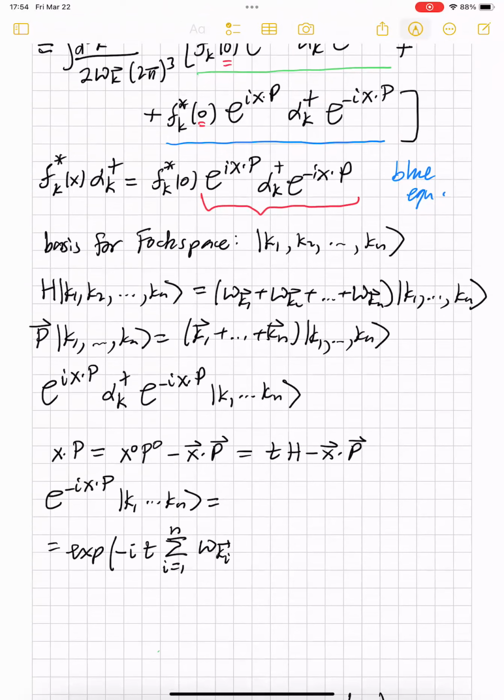And then we'll have plus i. You see, we multiply by minus i, so that's why the sign of the t term has changed and why the sign of the x dot p term has changed. And then we've got a sum from i equals 1 up to n, and we've got an x dot k acting on the state, k1 up to kn.